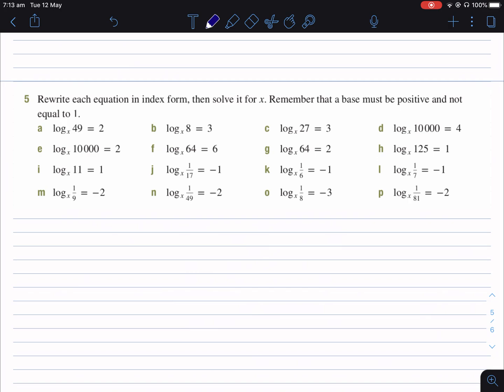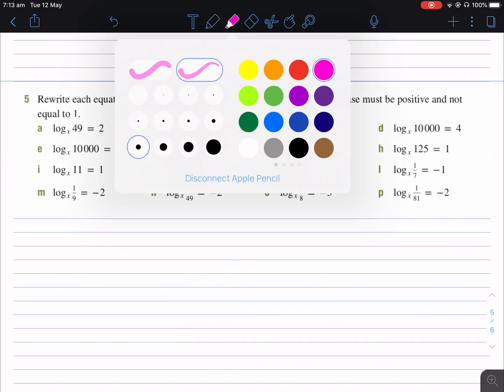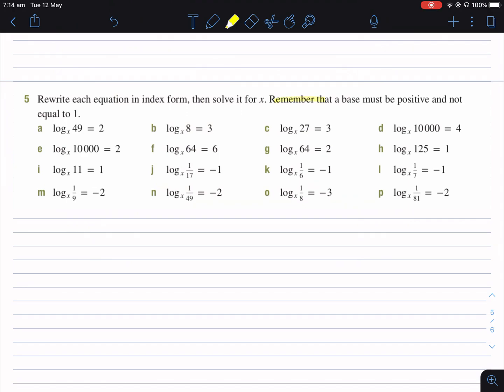Rewrite each equation in index form and then solve for x. Remember, a base must be positive and not equal to 1. So this is something we haven't talked about in too much detail. When we do logs, like, you know how when you square root stuff, you've got a plus minus? We're only taking the plus. Sorry, hang on, eating breakfast.